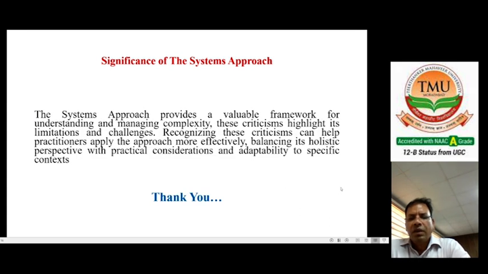Now come to the last one. The system approach provides valuable frameworks for understanding and managing complexity. These criticisms highlight its limitations and challenges. Recognizing these criticisms can help practitioners apply the approach more effectively, balancing its holistic perspective with practical considerations and adaptability to a specific context.